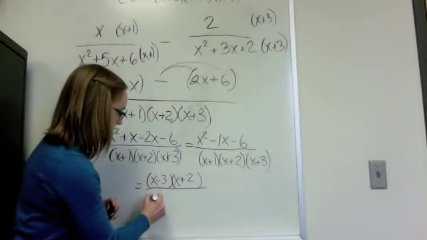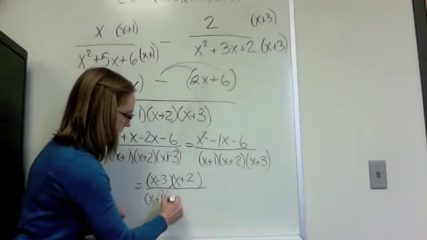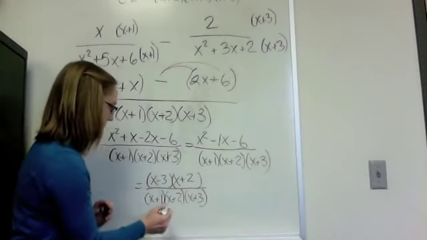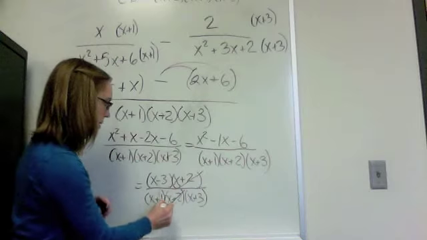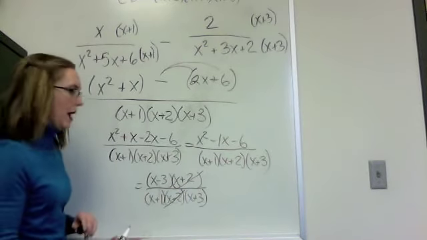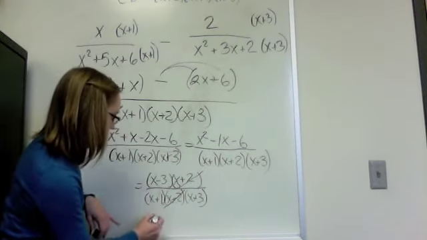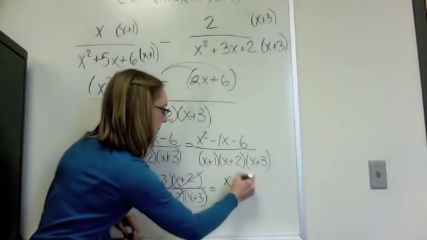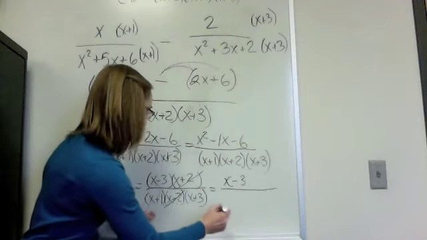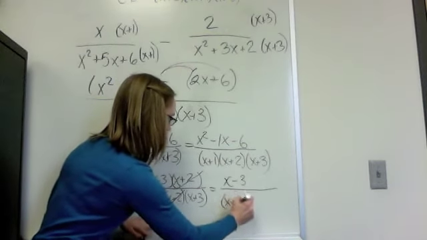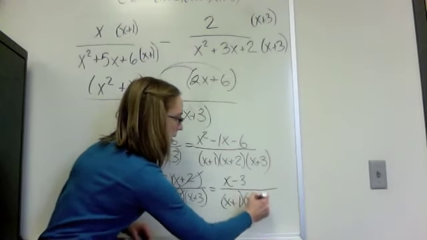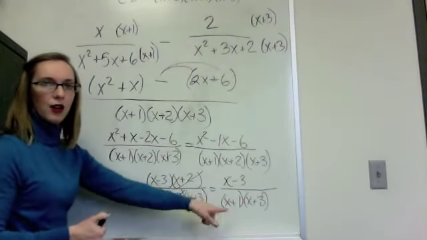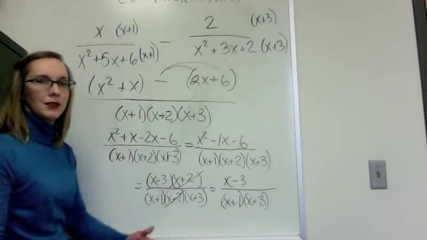Now on the bottom, I've got my x plus 1, x plus 2, x plus 3, and my x plus 2's, anything divided by itself equals 1. So my answer is going to be equal to (x minus 3) over (x plus 1) times (x plus 3). And I can leave it like that, or I can multiply this out. So that's another example for you.